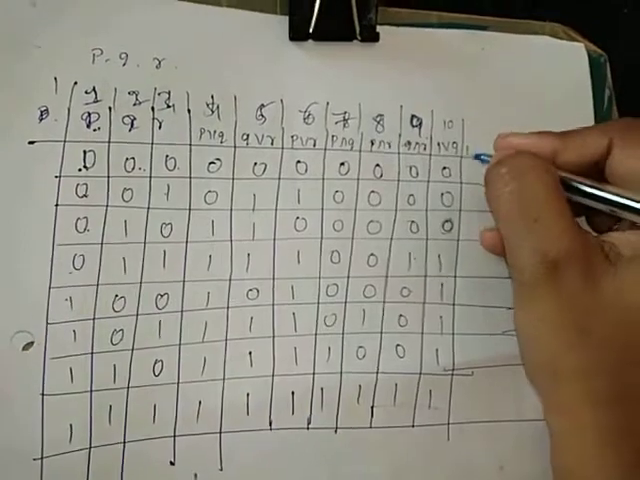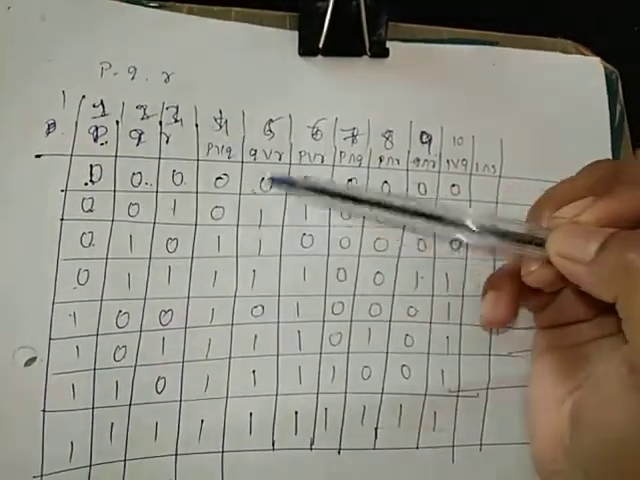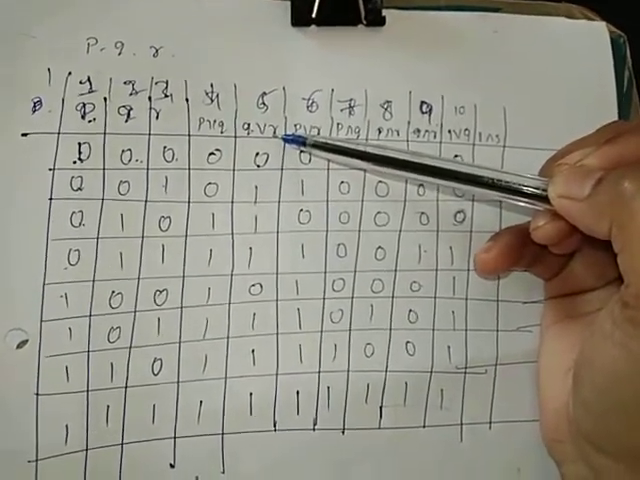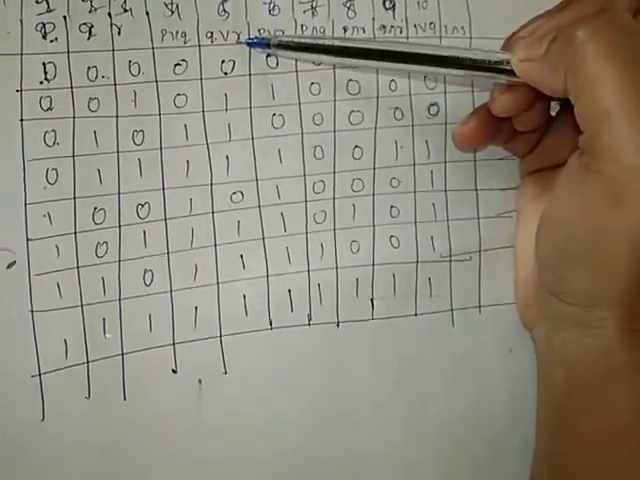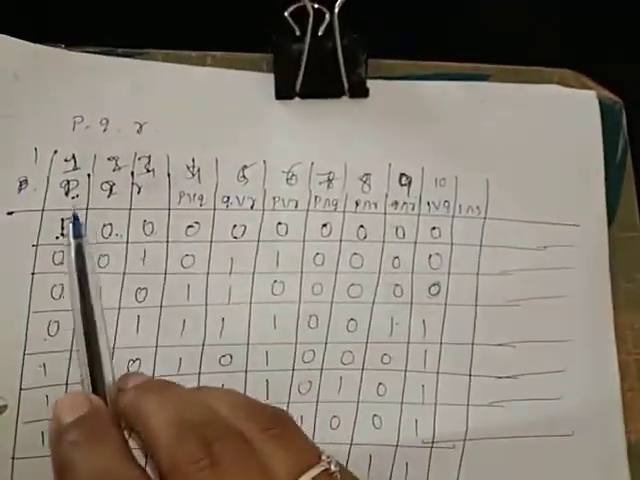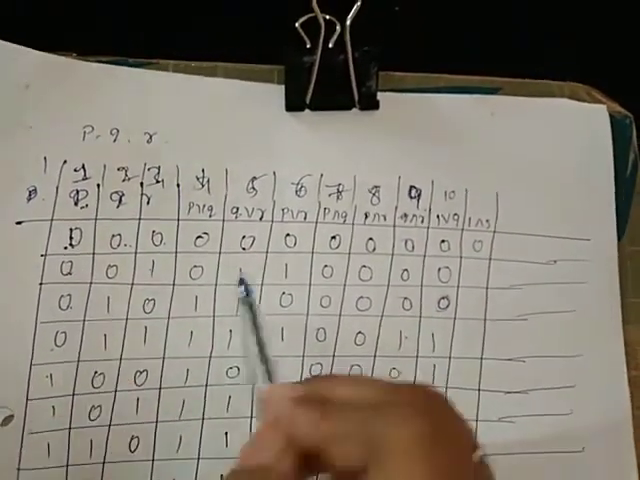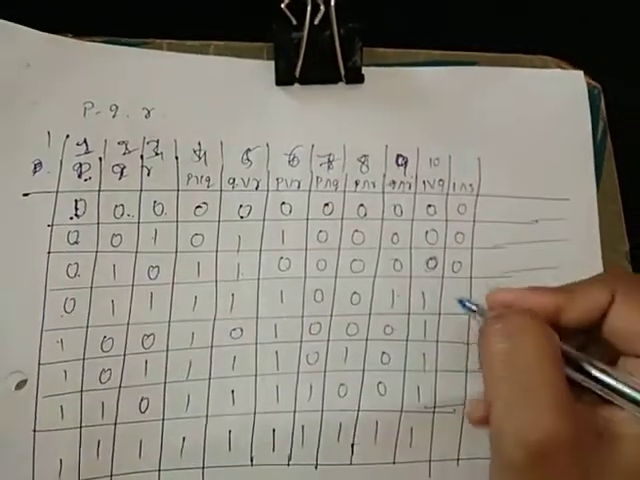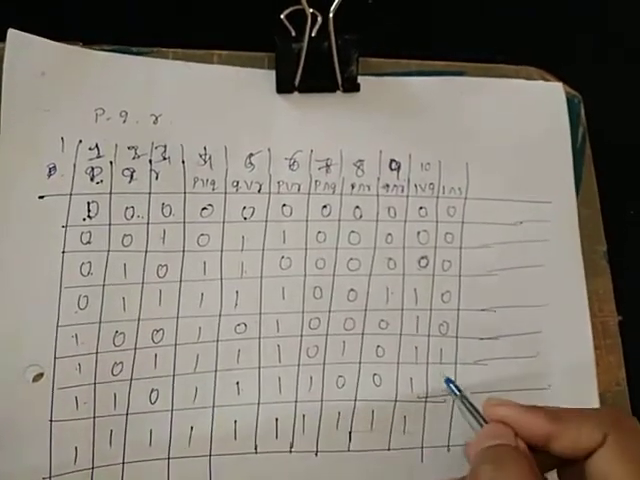Now construct 1 and 5. So 1 and 5 means P and the result of Q or R, that is, P and Q or R. So P and Q or R is 1 and 5: 0 and 0, 0 and 1, 0 and 1, 0 and 1, 1 and 0, 1 and 1, 1 and 1, 1 and 1.